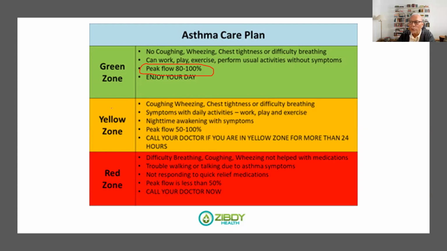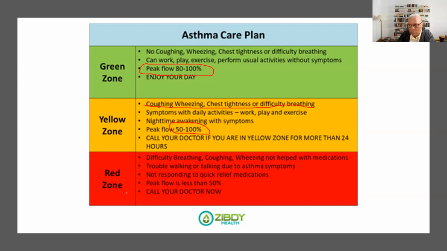The yellow zone, however, is when the peak flow is anywhere from 50 to 100%, but there's coughing, wheezing, chest tightness, or difficulty breathing. And they have symptoms with daily activities. So the intervention here is to call the doctor if they're in the yellow zone for more than 24 hours.